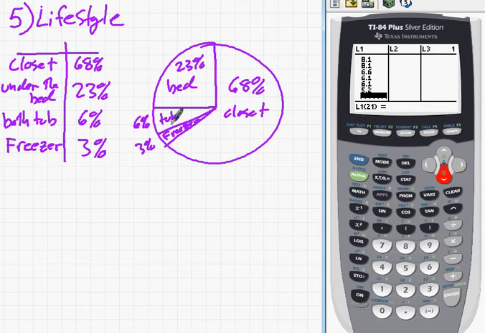Now there's no particular order, right? Closet, bed, tub, freezer. I could have just as easily put the bed down here or rearranged it. That doesn't make too much difference. So there's the pie chart.